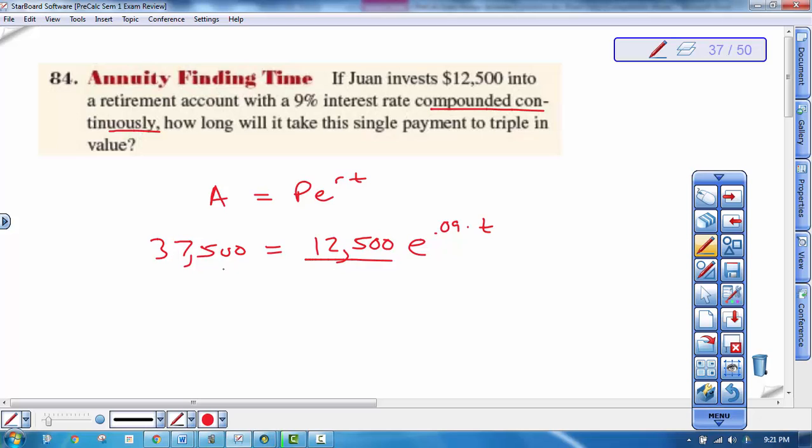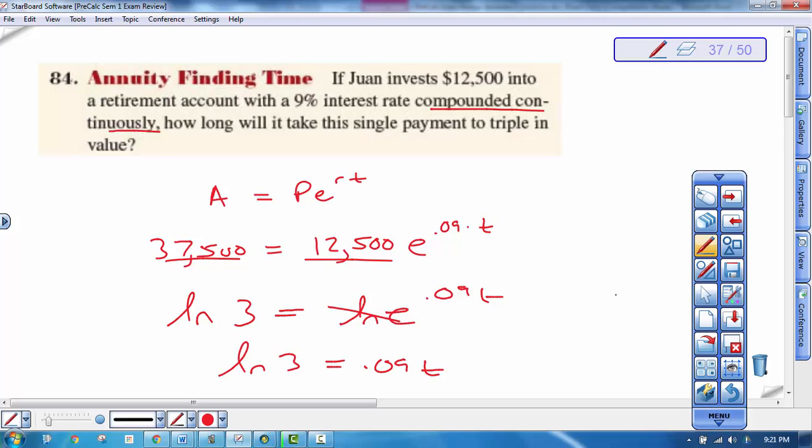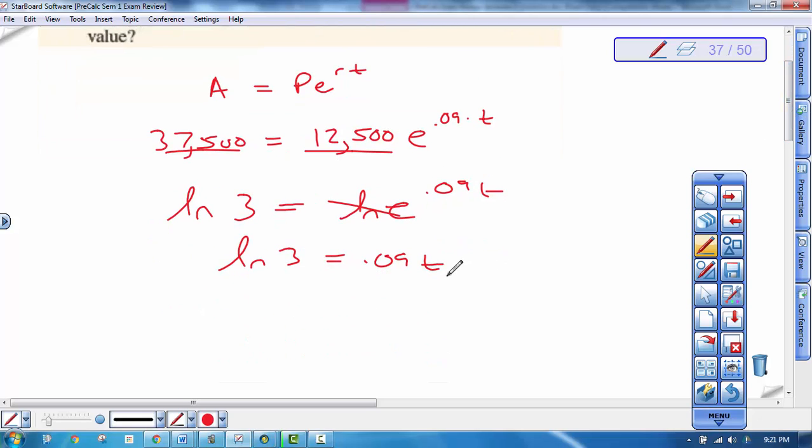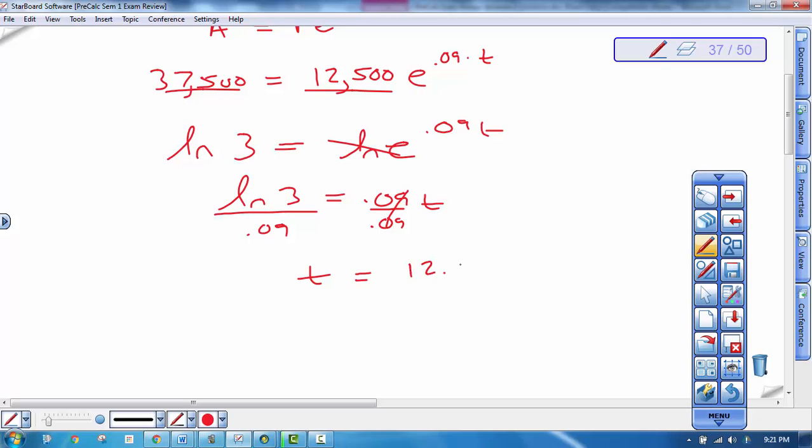And when you divide both sides by the 12,500, you obviously get 3 equals e to the 0.09t. Take the natural log of both sides, and you get 0.09t equals natural log of 3. And then just divide by 0.09, and our answer ends up being a little over 12 years.